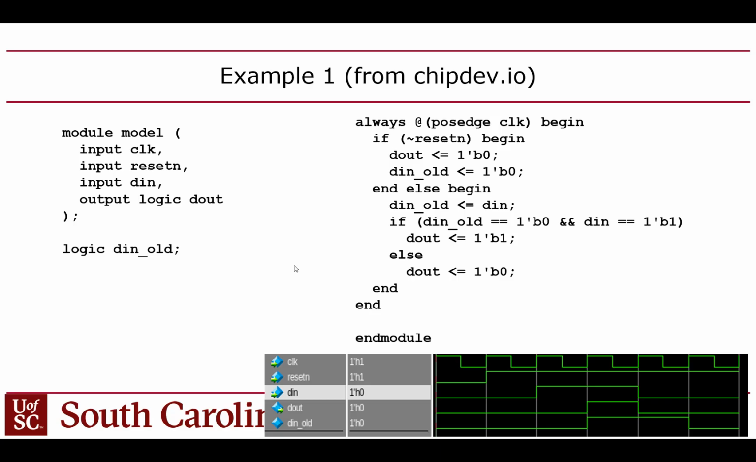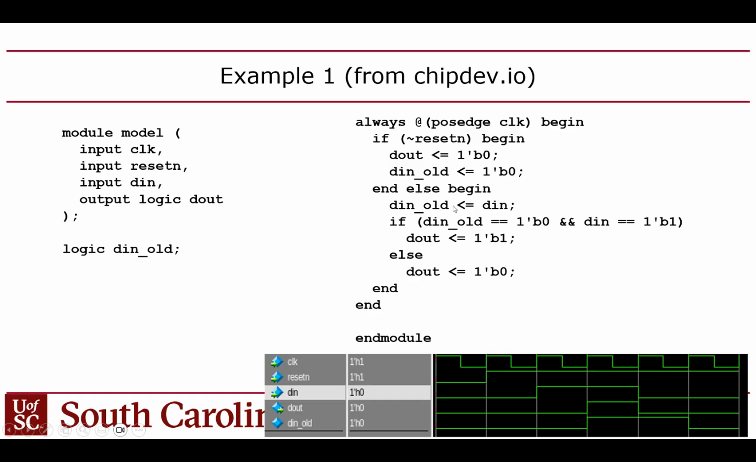I don't know if this is the best way to do it, but there's the module line over there, and then I declare an internal signal called din old, and then there's just one clocked always statement. I say always at posedge clock, if reset n is tilde reset n, because the n indicates that it's active low logic, meaning when reset is 0, that means we're resetting. So if we're resetting, I'm going to set d out to 0 and din old to 0, right?